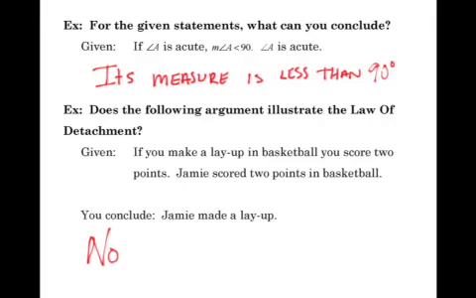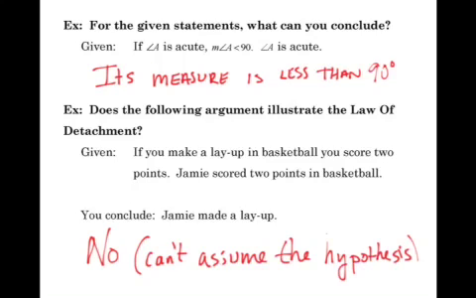If you're familiar with basketball, 2 points could come lots of different ways. It could come from foul shots, right? It could come from just a jump shot. So we got to be careful about using the law of detachment and making sure that we're given the hypothesis. We can always conclude the conclusion if we're given the hypothesis. It doesn't go the other way around necessarily.